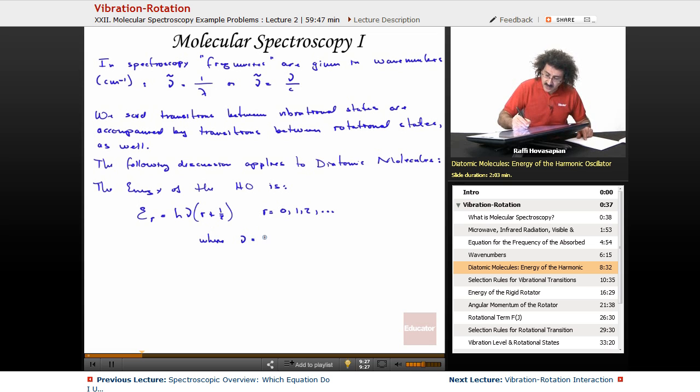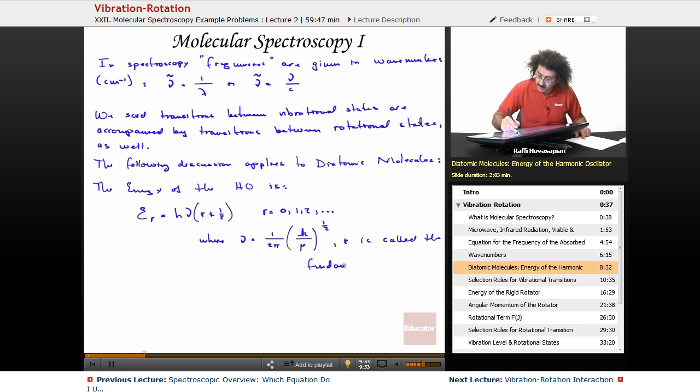Okay, now where nu, this frequency, is equal to 1 over 2 pi times the force constant of the molecule divided by the reduced mass, to the 1/2 power. Okay, and this nu is called the fundamental vibration frequency. You'll sometimes see it as nu sub 0, something like that.